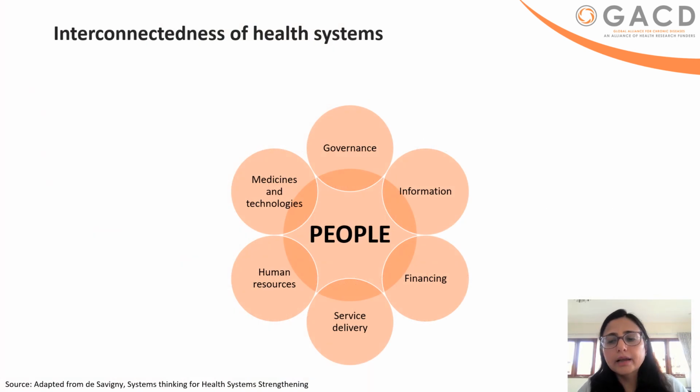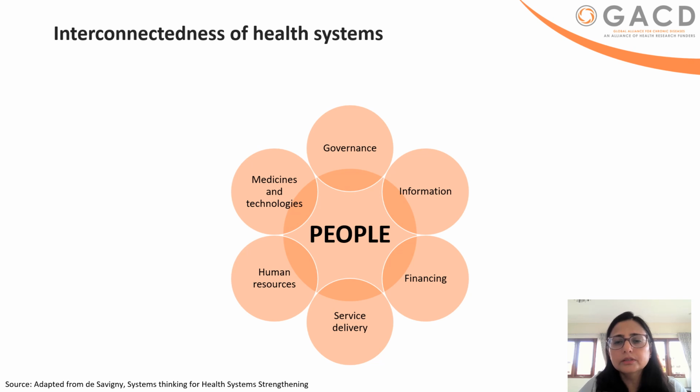In this slide, I'd like to first begin by talking about how, as a health system, we all work together with a whole large number of people. And this image has been adapted from Don de Savigny and Taghreed Adam's paper on systems thinking for health systems strengthening.